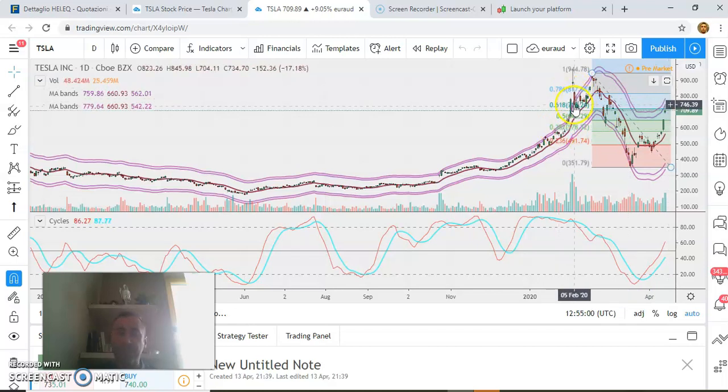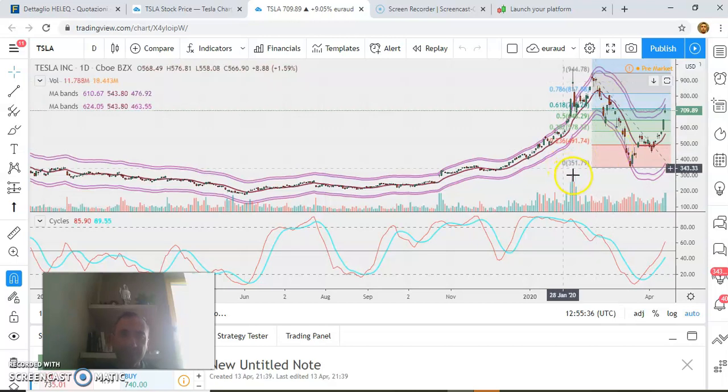As you can see here, we should trigger a short in this way: once we see a very long black candle coming inside the two MA bands, we trigger the short. And as you can see, then we've seen again a movement up. That's why I suggest to use a very wide stop loss. It's very dangerous with Tesla, because Tesla is a manipulated stock, and they tend to try to take your stop losses. So let's be very careful.